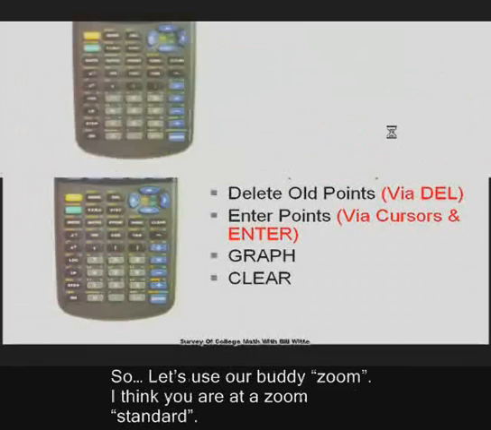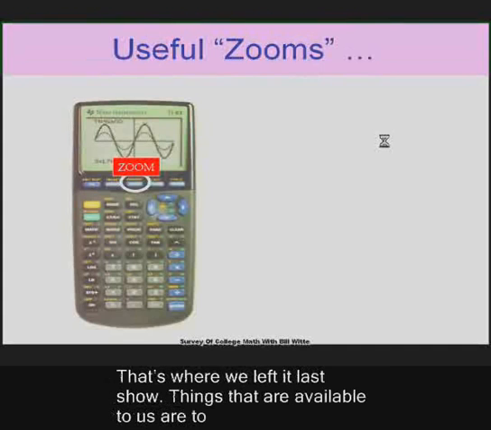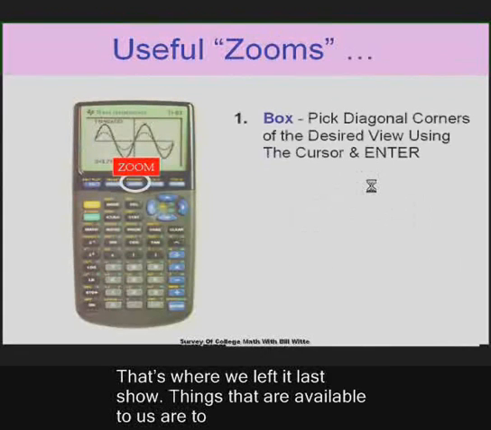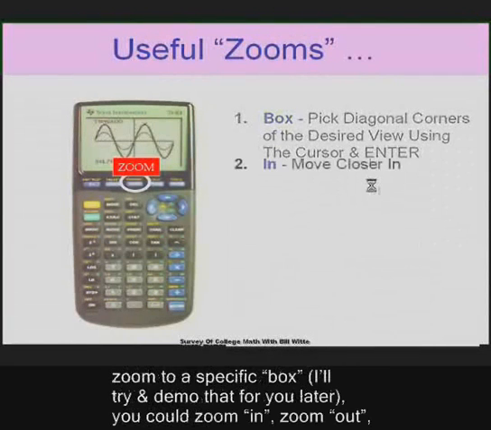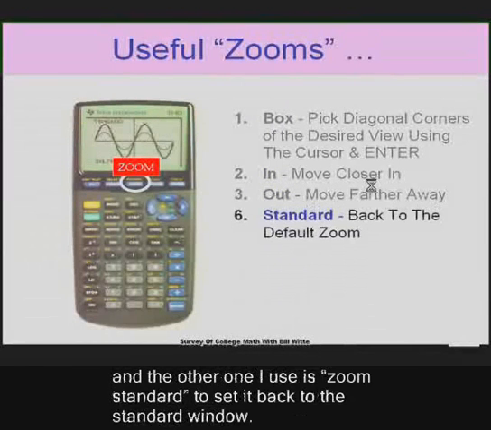So let's use our buddy zoom. Where's the zoom button? Remember zoom? Okay, now I think you're at a zoom standard. That's where we left it last show. The things that are available to us are to zoom to a specific box. See if I can demo that for you. Zoom in, zoom out, and I don't use the other one. Zoom standard, of course, we've used already. That's to set it back to the standard window.